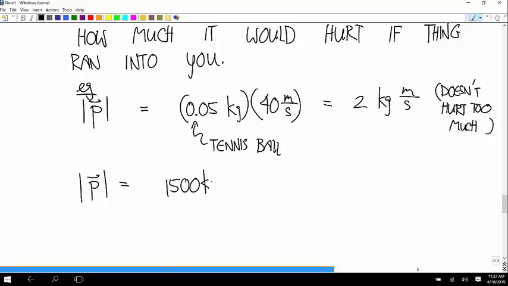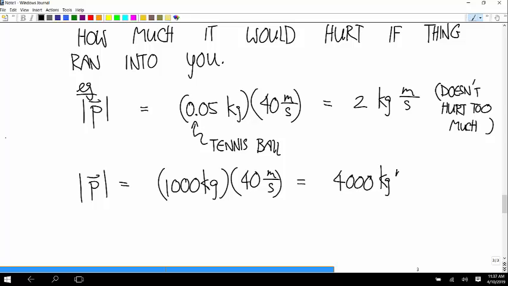Let's imagine it's whatever kind of car weighs 1,500 kilograms. Actually, I'm going to make it 1,000 because it's so much easier for me to calculate. And let's say that's going 40 meters per second. So it's going the same speed, but that mass makes a big difference. And now you have 4,000 kilogram meters per second, and it only hurts for a second.